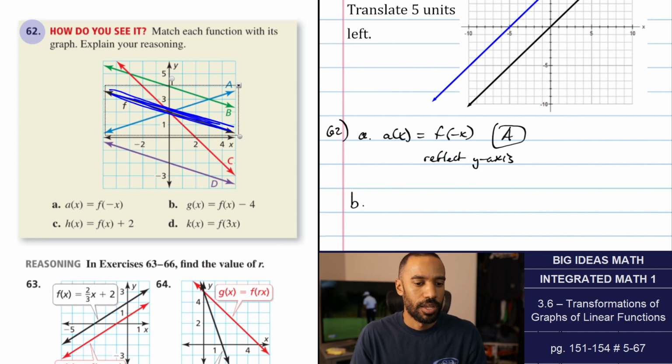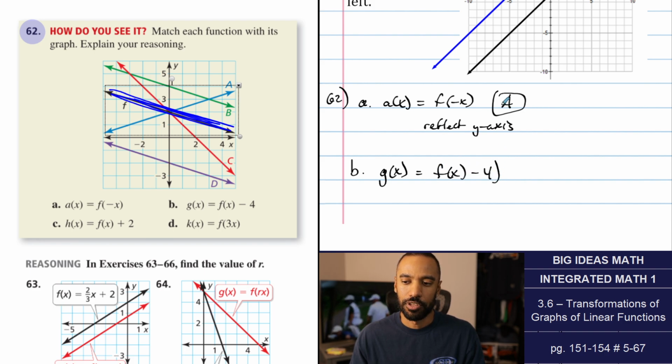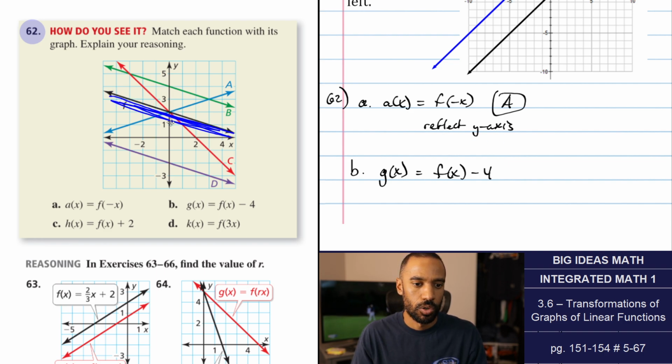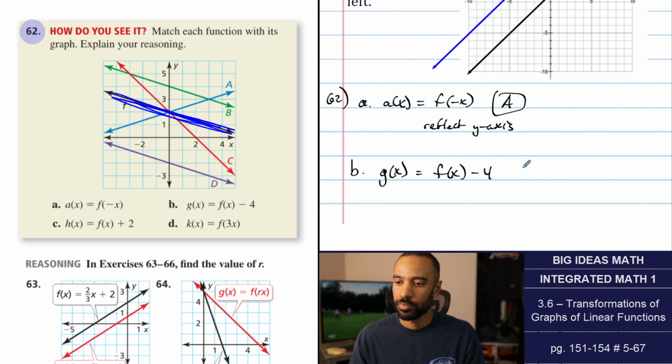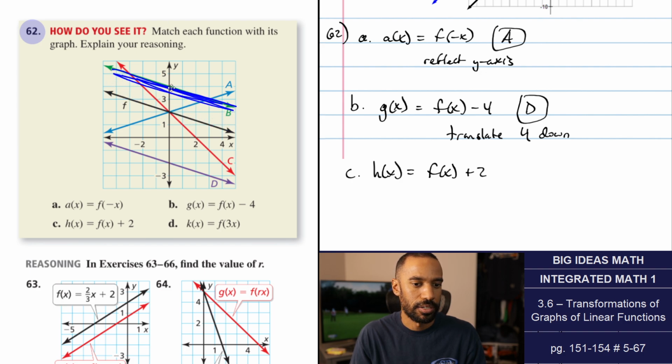Part B. g of x equals f of x minus 4. To me, that sounds like a translation 4 units down of the original f of x graph. So which one's that going to be? Looks like D. 1, 2, 3, 4. So that looks like D. Translate 4 down. Part C was the one that matched graph B, right? f of x plus 2. That's a translation 2 units up. So graph B is 1, 2, up like that.